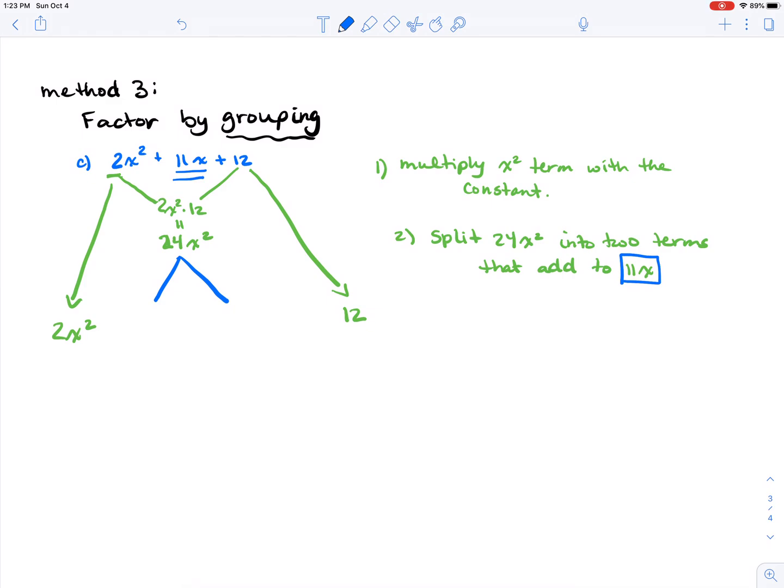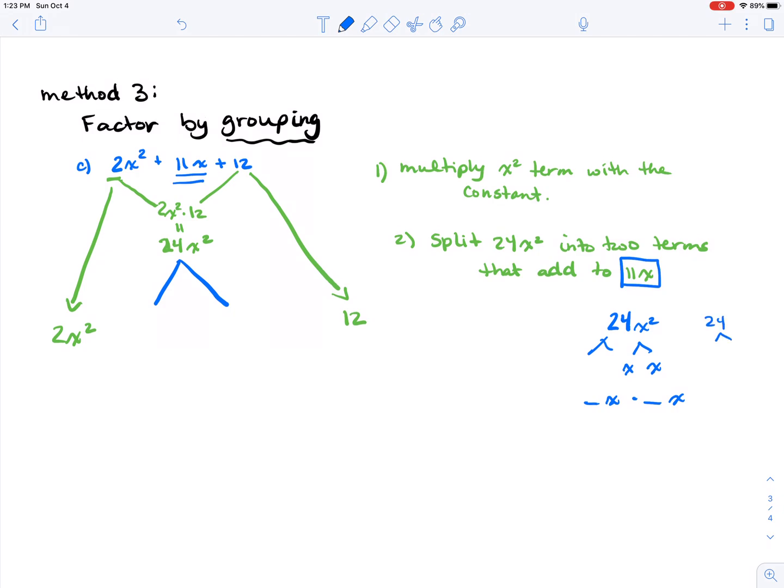Now, if I take my 24x squared, I need something with an x and something with an x, so that has to be x and x, and then the 24 has to break down. So then I'm going to have a number x times a number x. So what can 24 break down into that will add up to 11? Well, my factors of 24 are 8 and 3, I have 6 and 4, I have, what else? 2 and 12.